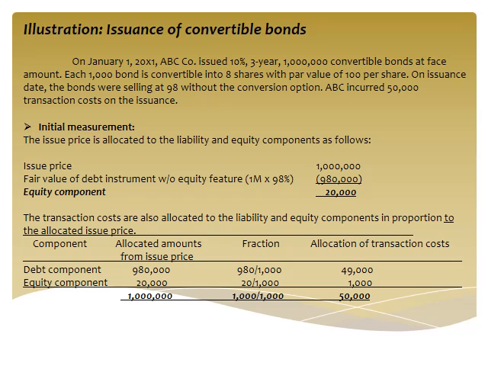Another illustration, issuance of convertible bonds. So, paano pag in-issue si convertible bonds? So, on January 1, 2001, ABC Company issued 10% 3-year 1 million convertible bonds at face amount. Each 1,000 bond is convertible into 8 shares with a par value of 100 per share. On issuance date, the bonds were selling at 98 without the conversion option. So, given yung market value at 98. ABC incurred 50,000 transaction cost on the issue.